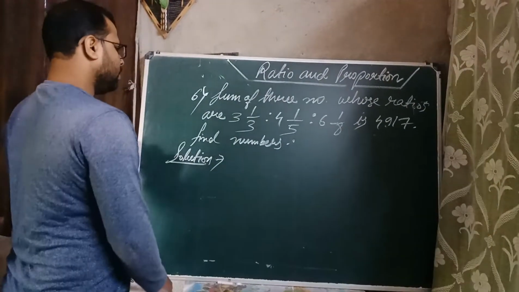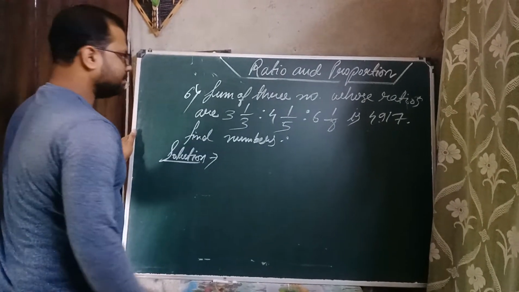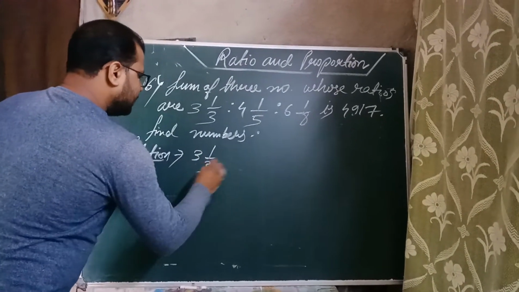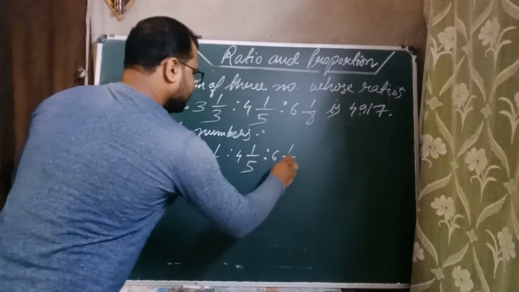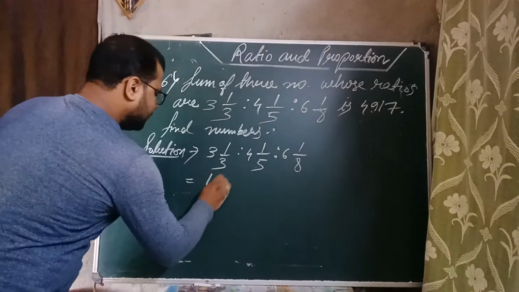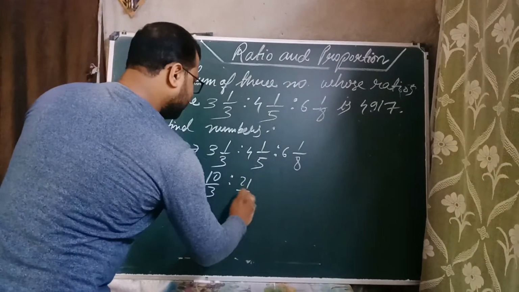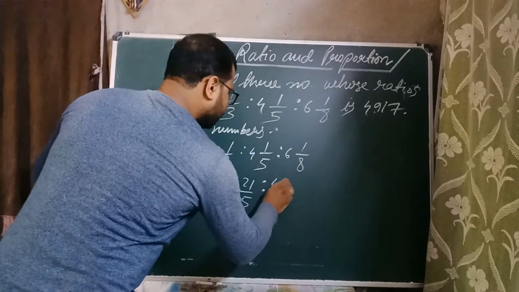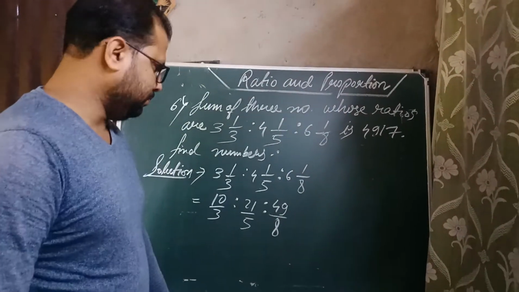Interesting question. So first of all, the ratio has to be converted. Right? How much? 3 1/3, 4 1/5, 6 1/8. 3 3s are 9 plus 1, 10 by 3. 4 5s are 20 plus 1, 21 by 5. 6 8s are 48, 48 plus 1, 49 by 8. Right? First class, no problem.